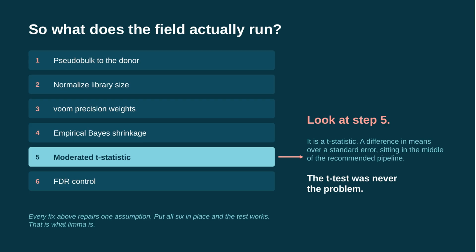Now look at step 5. It is a t-statistic. A difference in means divided by a standard error. The thing we spent this entire video taking apart is sitting right there in the middle of the recommended pipeline. Because the t-test was never the problem. The t-test is a perfectly good instrument for comparing 2 groups. What failed was applying it to data whose structure violated everything it needs, and reading the output as if nothing had gone wrong. Every fix in that list is a repair to one assumption. Put all 6 repairs in place, and the t-test works. That is what limma is. That is what the moderated t-statistic is. A t-test that someone took seriously enough to fix.